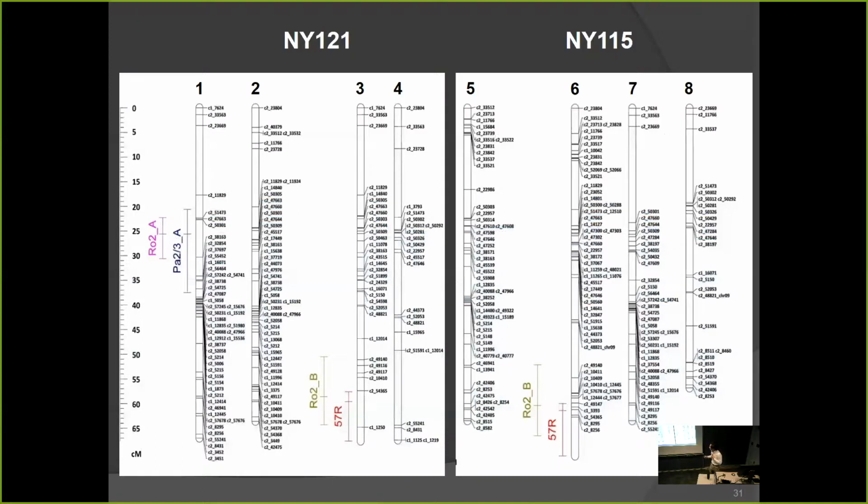And when I check the R02B and 57 location, both of them are on the same location as well as the same homologs, 3 and 6. So I also support the idea that this area includes GRP1 gene, and these two areas include H1 gene.